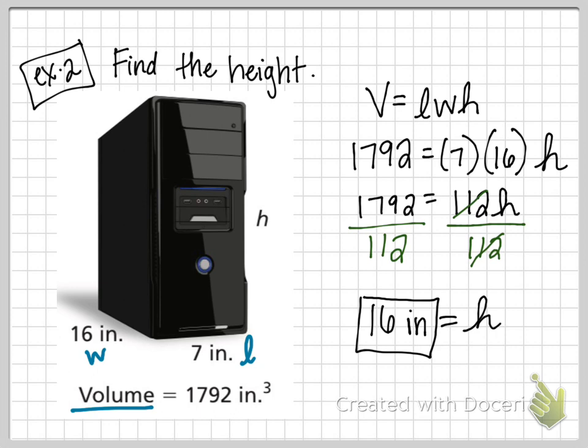1792 divided by 112 gives us 16. The height is 16. You can check if you're right by doing 16 times 7 times 16, and you should get 1792. Back to your original volume.